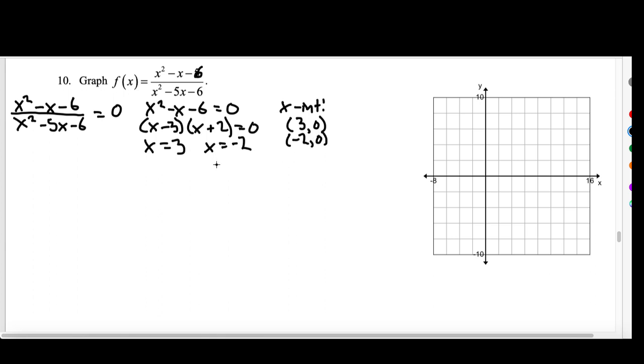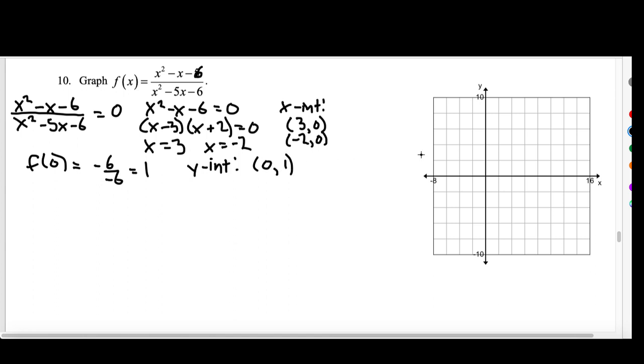The y-intercept is easy because we just evaluate f of 0. If you plug in x equals 0, then everything with an x goes away, so I'm just left with negative 6 over negative 6, which equals 1. So the y-intercept is the point 0, 1.